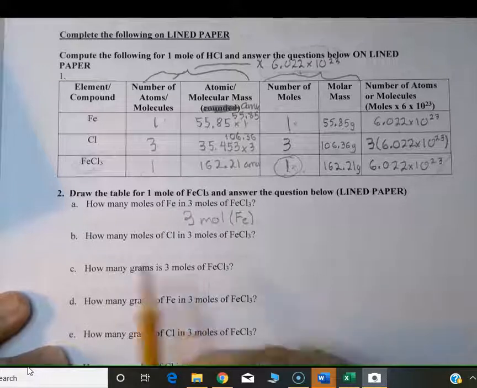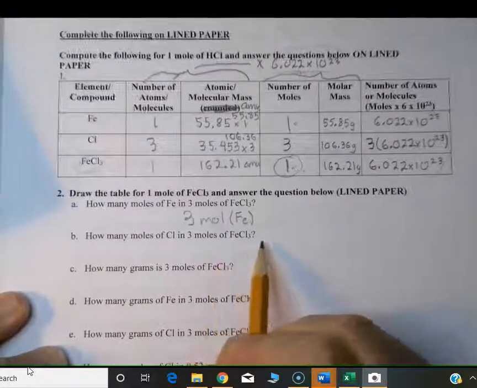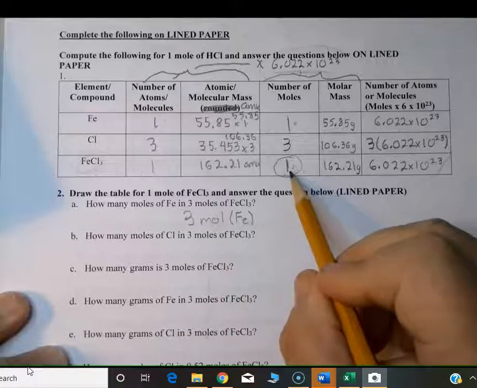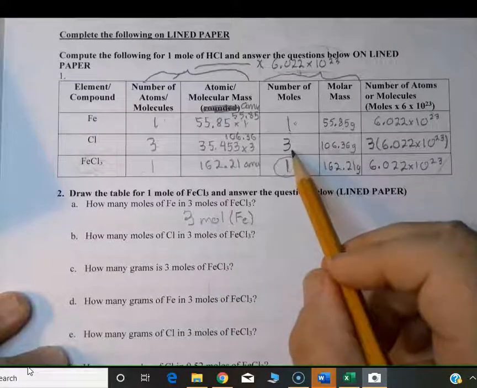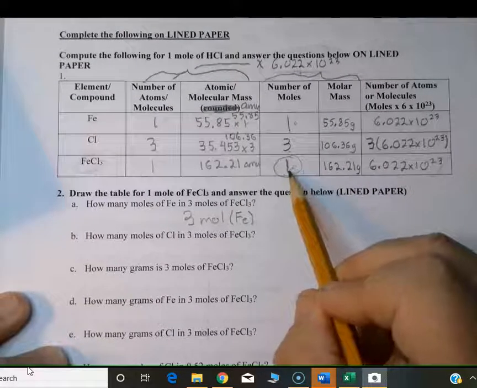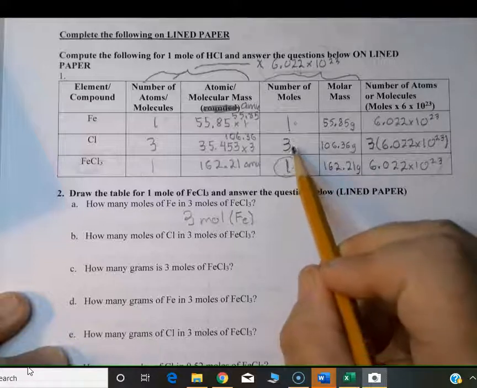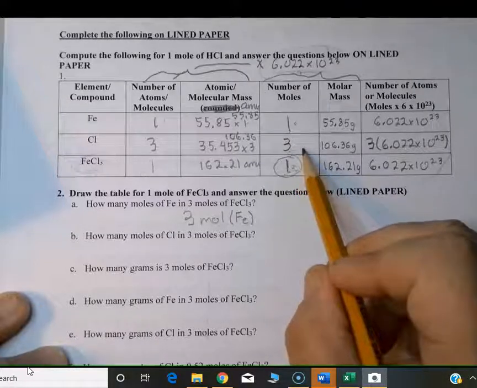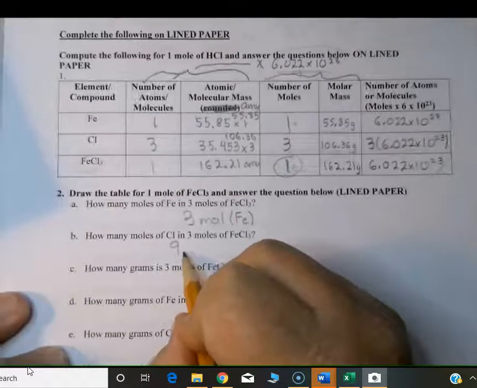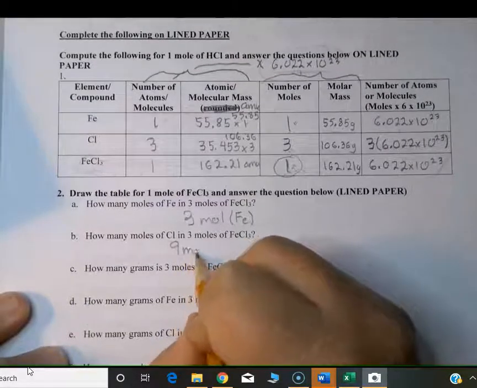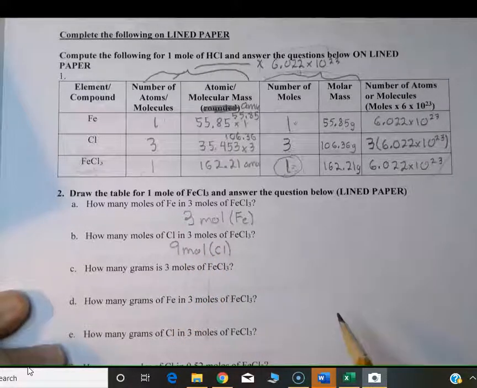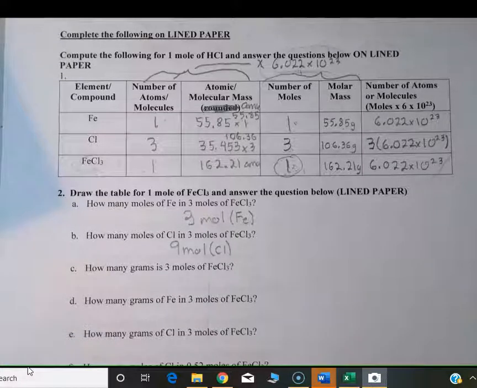Okay, next. How many moles of Cl in 3 moles of FeCl3? So in 1 mole of FeCl3, there's 3 moles of chlorine. So if I want 3 moles of this, I multiply this by 3, and that means I have to multiply this by 3. So 3 times 3 is 9. So there's 9 moles of chlorine. You need 3 times as much chlorine as the moles of FeCl3 of the compound.